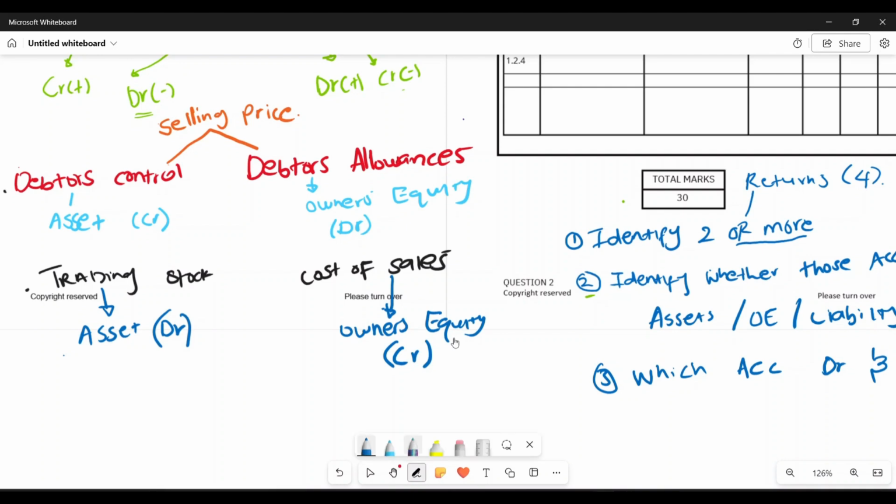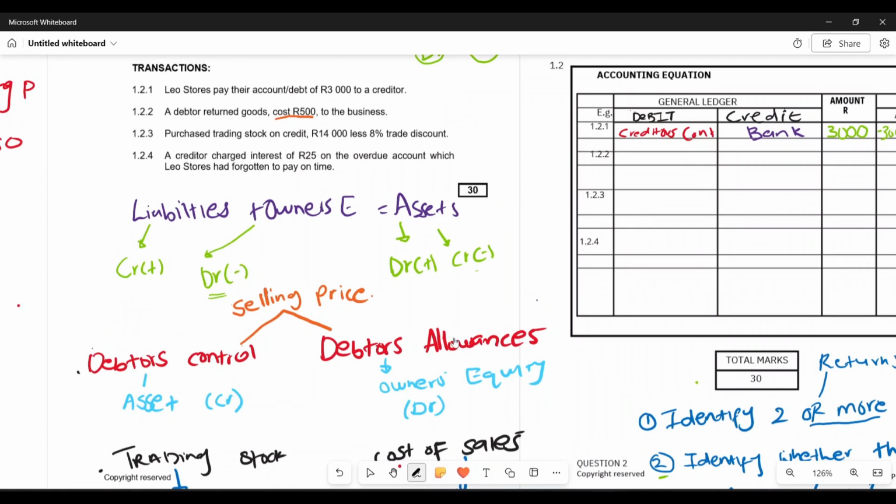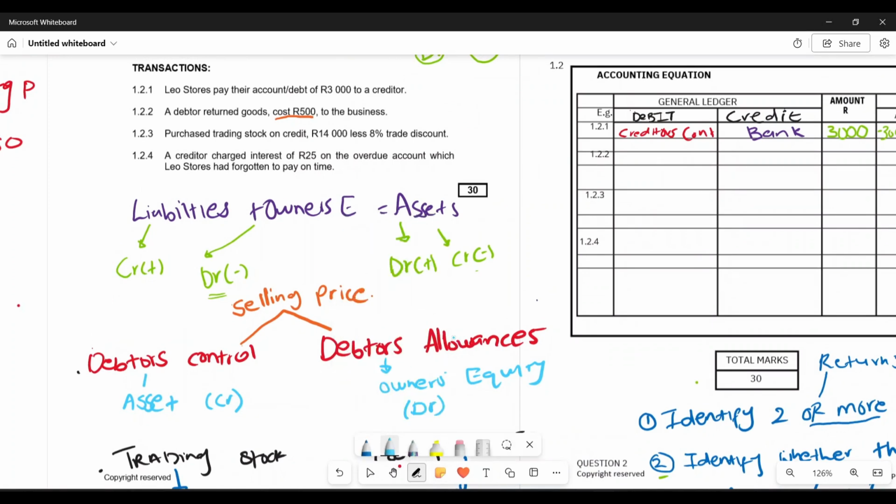Now, most importantly, the last two accounts should be in terms of your cost price. The first two must be in terms of your selling price. The last two must be in terms of your cost price. Now, let us recognize this transaction in our books. So here, I said for the first two accounts, when a debtor is returning something, you would have your debtor's control as well as your debtor's allowances. Here I said my debtor's allowances would be on the debit side.